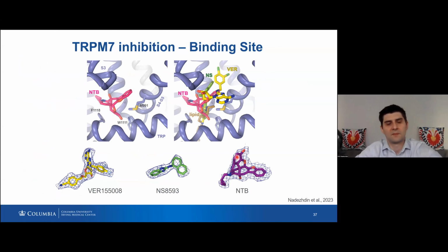So now comes one more interesting twist: the binding site for this ligand, naltriben, that was not the activating site, basically overlaps with the binding site of these two inhibitors. So it means that we found a kind of universal binding site for inhibition of the tryptophan channel.